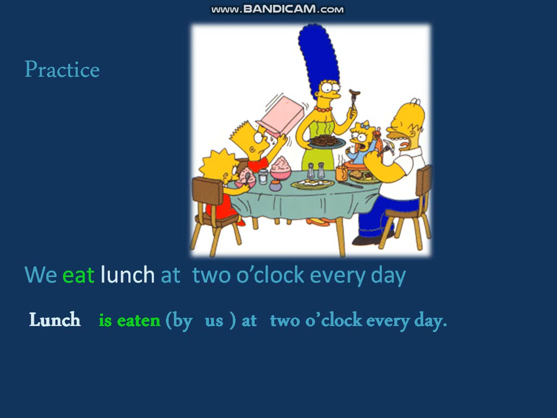Lunch here is the object. Eat is changed into is eaten by us. We can omit the doer here if it is not important in the sentence. Lunch is eaten at 2 o'clock every day.